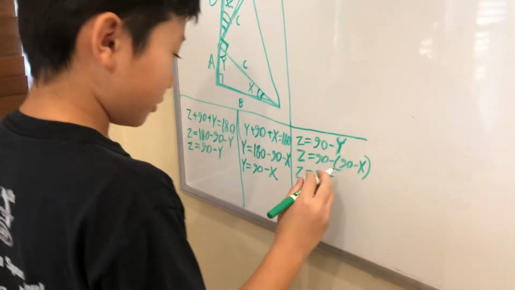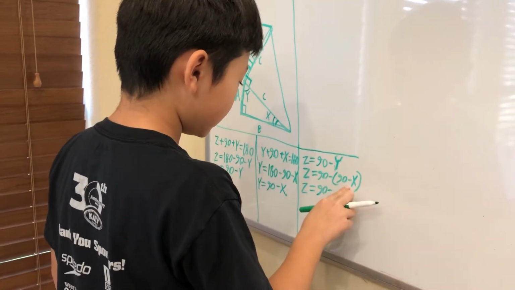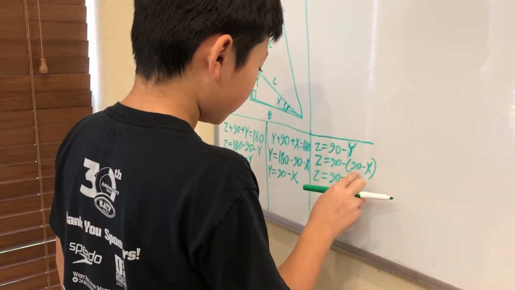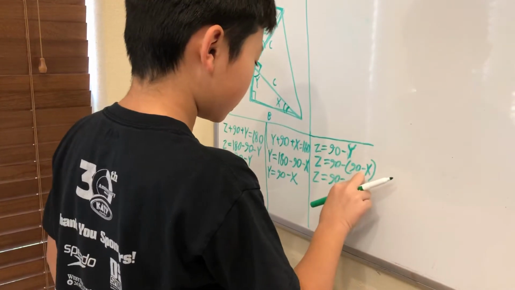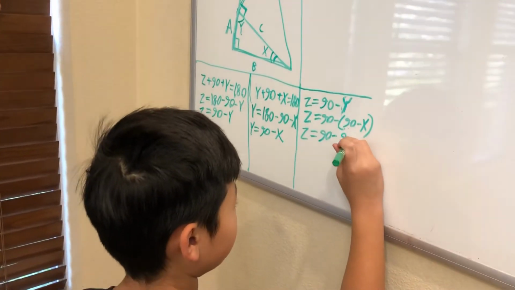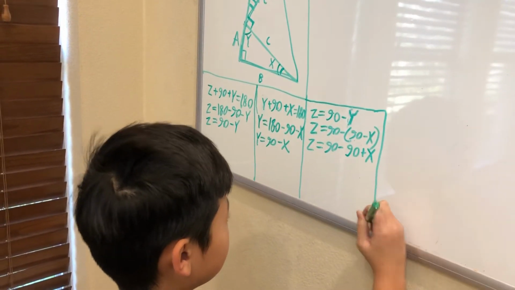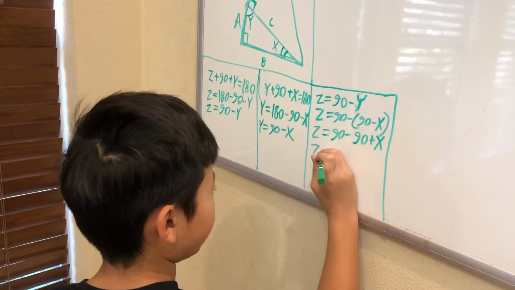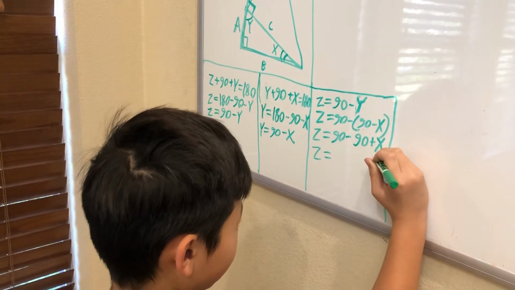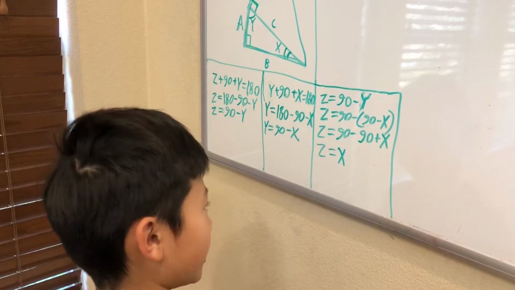Now, if we lift the parenthesis, this is a minus sign. So then, if we lift the parenthesis, this has to be reversed. So then it becomes 90 plus X. Then, you all know what 90 minus 90 is. Zero. Now it's only zero plus X. Drop the addition sign at zero, it's X.